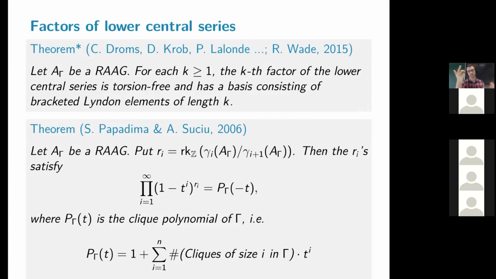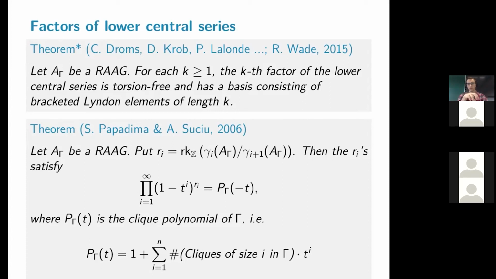So the procedure I explained up until now gives us a Z basis for each factor of this lower central series. Now, there are a bunch of names on top. So Droms, the same from the isomorphism theorem, but also Krob, Lalonde, and Linnell, who is the one who put his name on the letters, and there are several other names, all of whom worked on this construction.